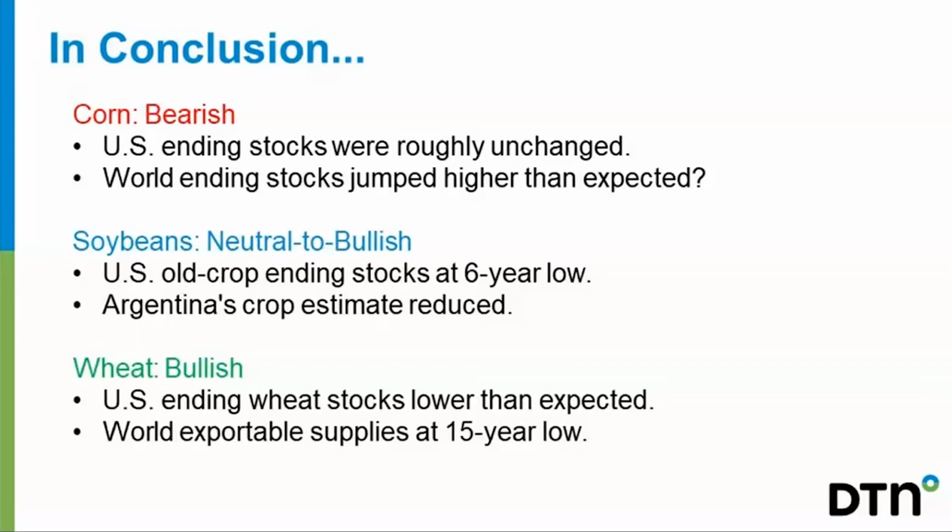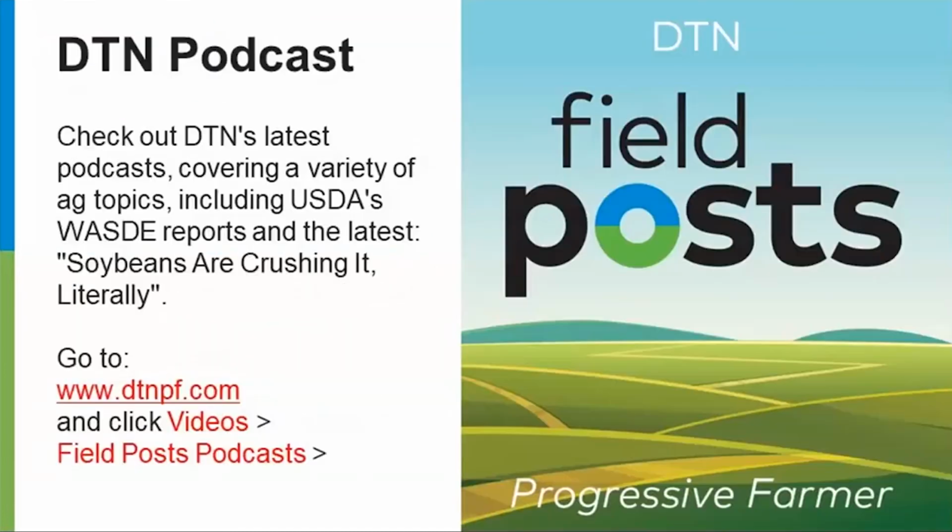And then lastly, for wheat, I would say today's numbers were fairly consistently bullish for wheat. The U.S. ending wheat stocks were lower than expected, both in the old crop and the new crop seasons. And most importantly, that exportable supply of world wheat being at a 15-year low is something to take quite seriously as we move through the year ahead and just learn what's going to happen to Ukraine and Russia and that whole situation. So that continues to be a very bullish situation.